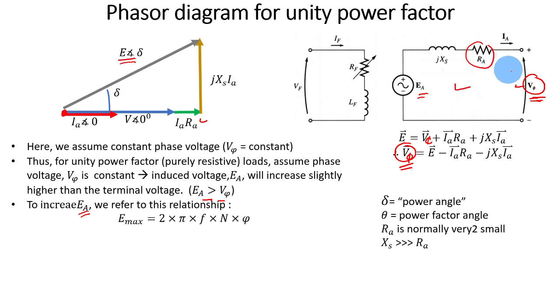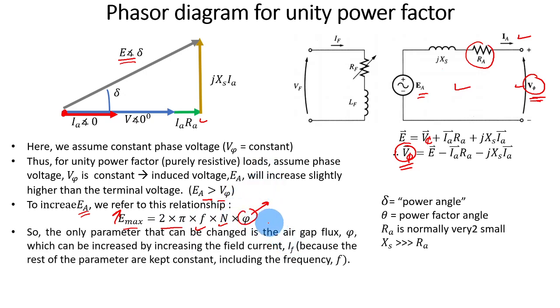Because let's say you have a unity power factor, the current here increases, and the voltage EA needs to increase. But how to increase that? Take a look at this formula here. To increase E maximum, the generated induced voltage, we can only increase the flux, because the frequency needs to be maintained, and this is a constant number. The air gap flux depends on the amount of field current. So if you want to increase the flux, you need to increase the field current. So this is what I call a normal excitation. A very slight increase in E, but not that much.